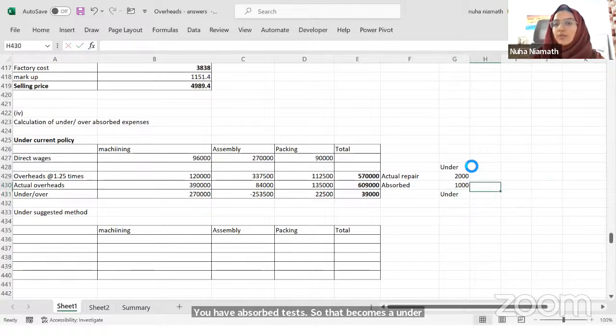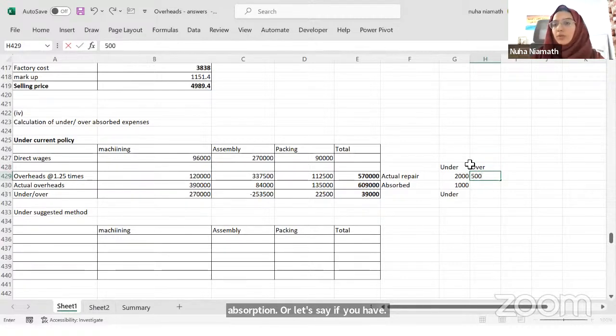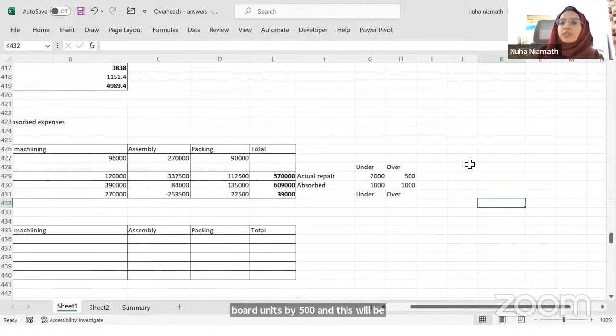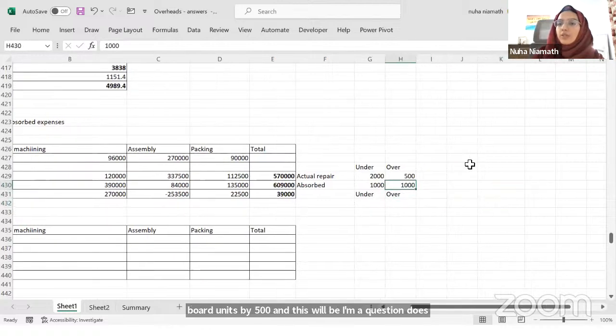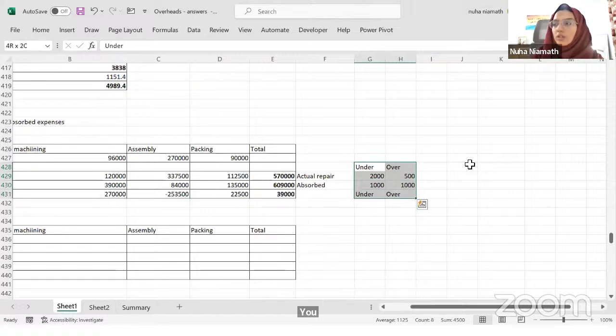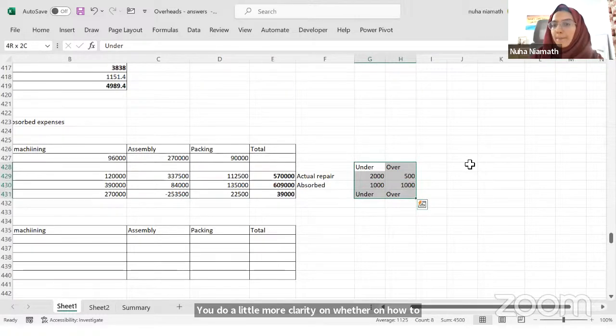But let's say you have a lesser repair expense, just a 500 rupee repair expense, but you absorbed 1,000 rupees. So in this case, you have over absorbed. So you can reduce the cost from your good units by 500 rupees, and this will be over absorbed. Amal Krishna, does this give you a little more clarity on how to identify under absorption and over absorption? Okay.